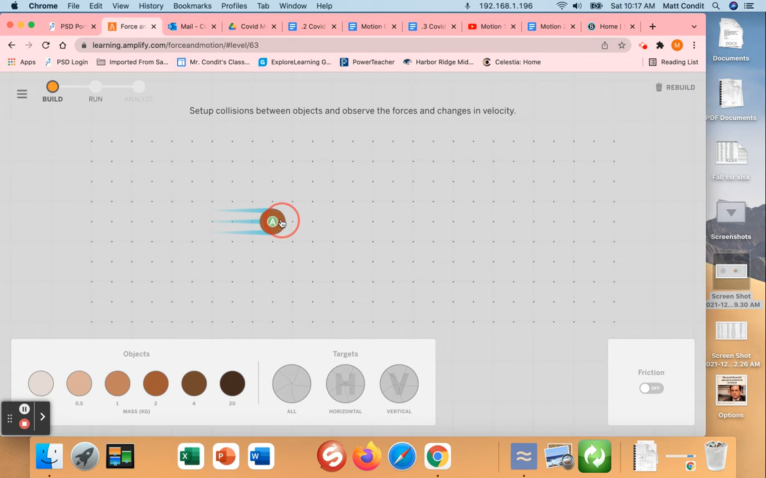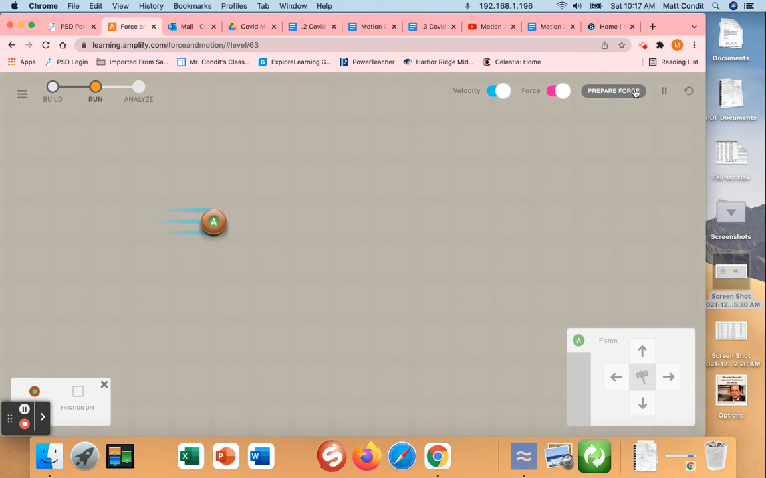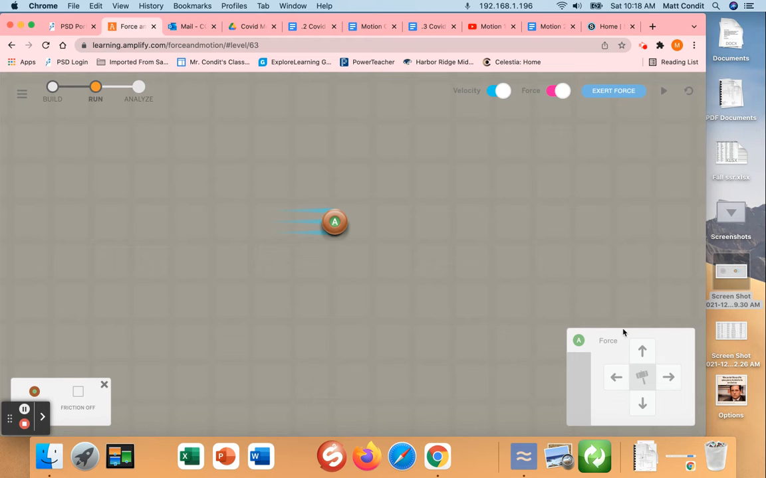Now, another thing that we want to think about is our forces. I'm going to go ahead and run this, and I'll just pause it and apply a force. Now, when I apply a force this way, that means the force is being applied in the direction of the object's movement. In other words, it's kind of being pushed from behind, if you will. There's only one way that kind of a force is going to change this object's motion, and that is it's going to speed it up. No matter what, it'll make it go faster than it's going now.